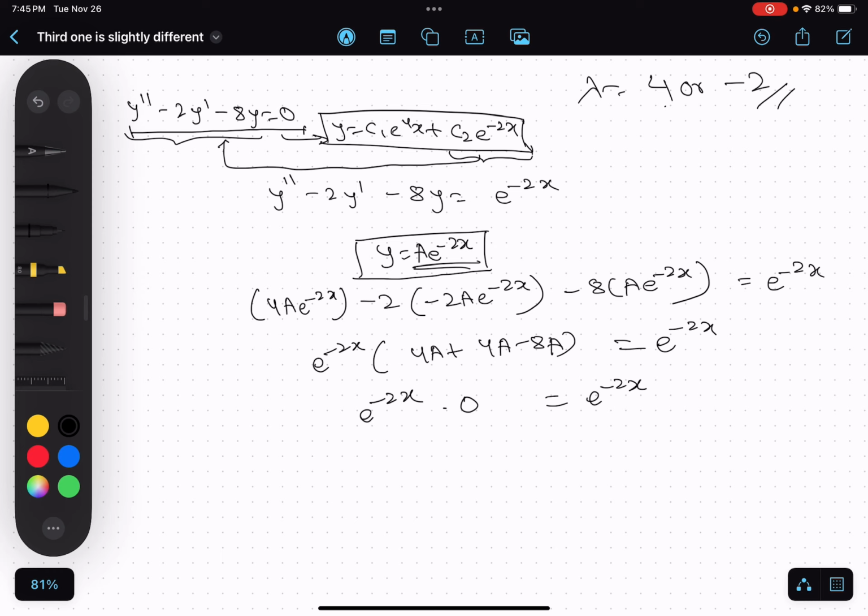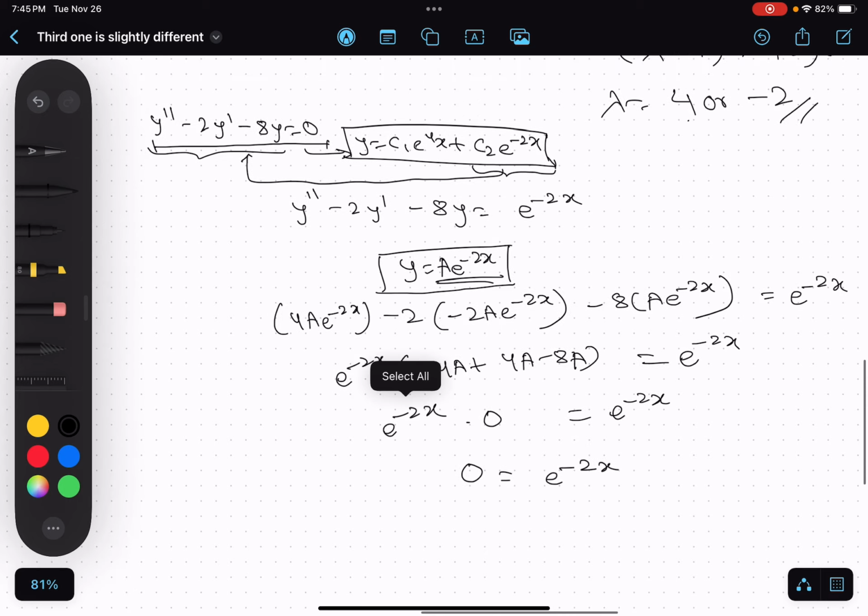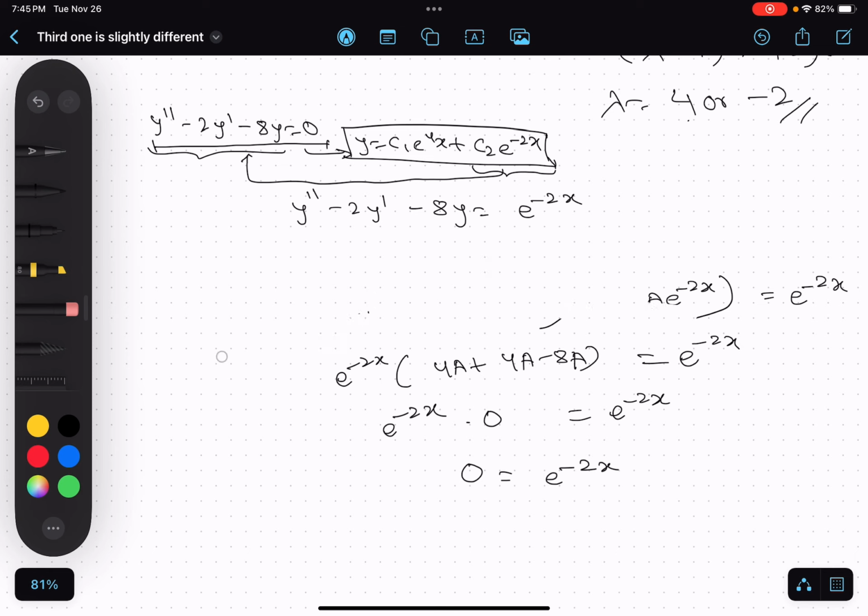So there's no surprise in this, the LHS being 0, and this will not help. This will not be helpful. So if this is not helpful, then which function do you think I can use to get e to the power minus 2x? Because we need to get that right to solve this differential equation.